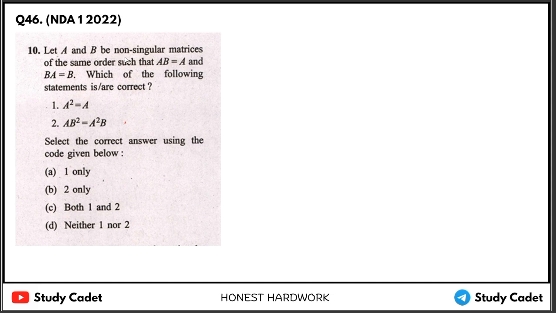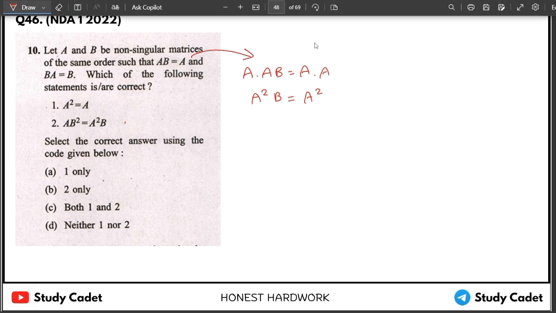Let A and B be non-singular, with A square equal to A and B square equal to B. If we do A into AB equal to A into A, in this I am multiplying by A. So it is simply A square B equal to A square, right? So A square is equal to A. Okay, I can do this also.